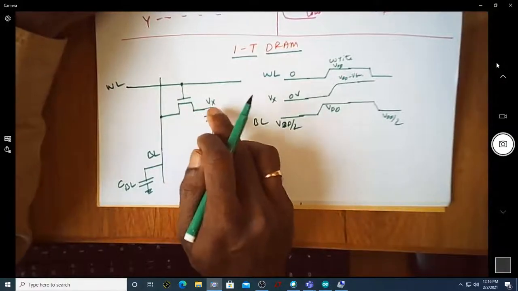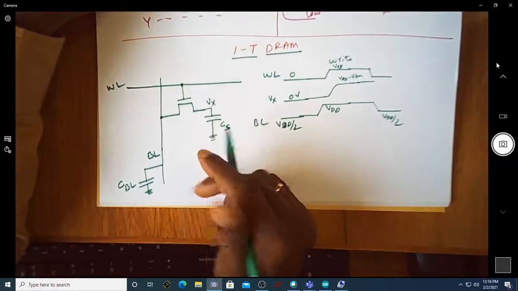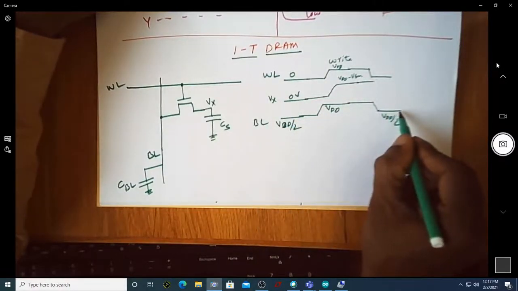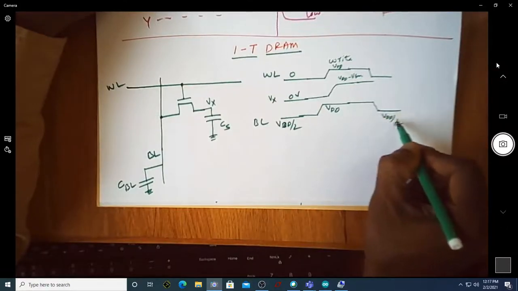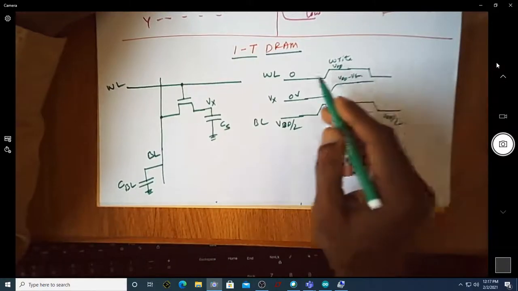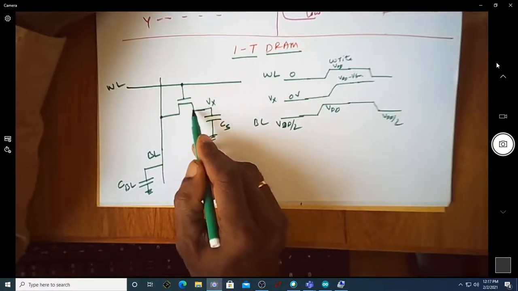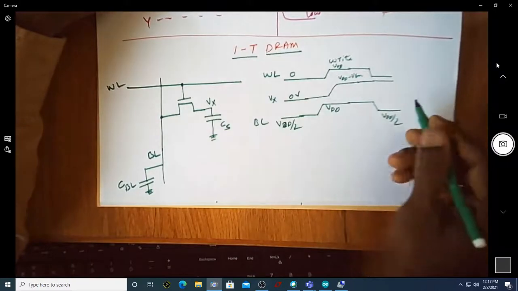Because of the pass transistor, you're going to get a weak 1 stored in this capacitor CS. So this is the voltage across the capacitor. Now this is VDD by 2. Even though you make this VDD by 2, once this turns off, as your word line goes low, the capacitor will not discharge. It doesn't have any path for discharge. Now it stays there at VDD minus VTH.